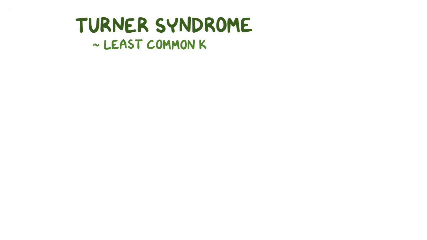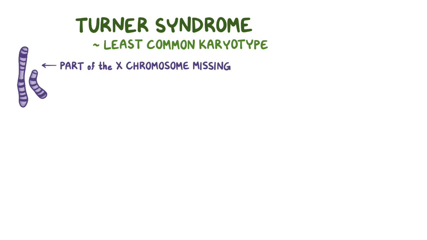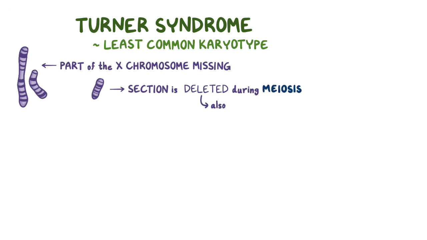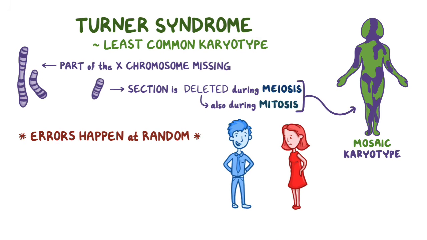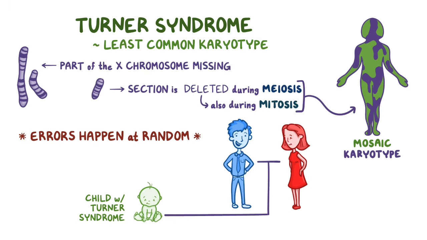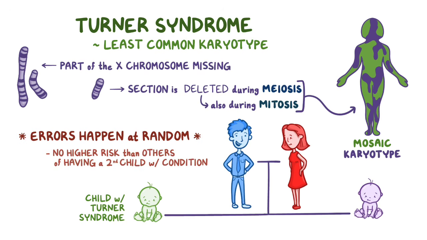The least common karyotype in Turner syndrome is where there's only part of the X chromosome missing. Basically, a section of the chromosome, for example the short arm, is deleted at some point during meiosis, but the rest of the chromosome is passed on. This can also happen at some point during mitosis, and the result is another mosaic karyotype. As far as we know, these errors happen at random, so parents who have a child with Turner syndrome are not at a higher risk than others of having a second child with the same condition.